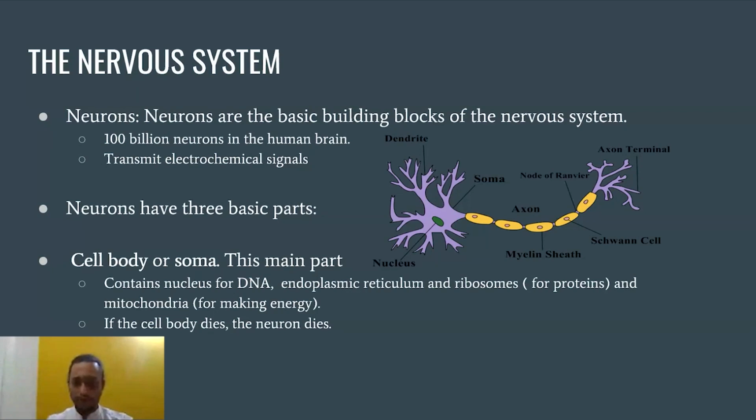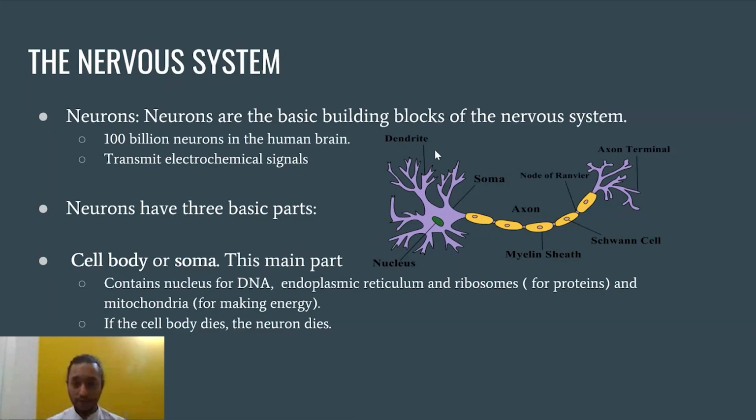Now, this is what a neuron looks like. We are all familiar with this. But the three most major parts of a neuron are this cell body, or what is known as the soma. Then you have dendrites, and then you have this thing called the axon, right? These are the three major parts.